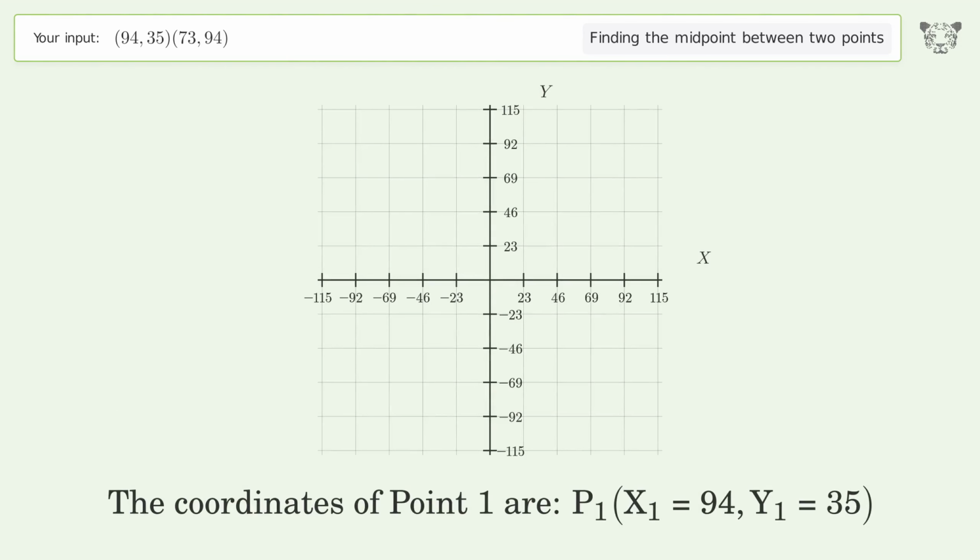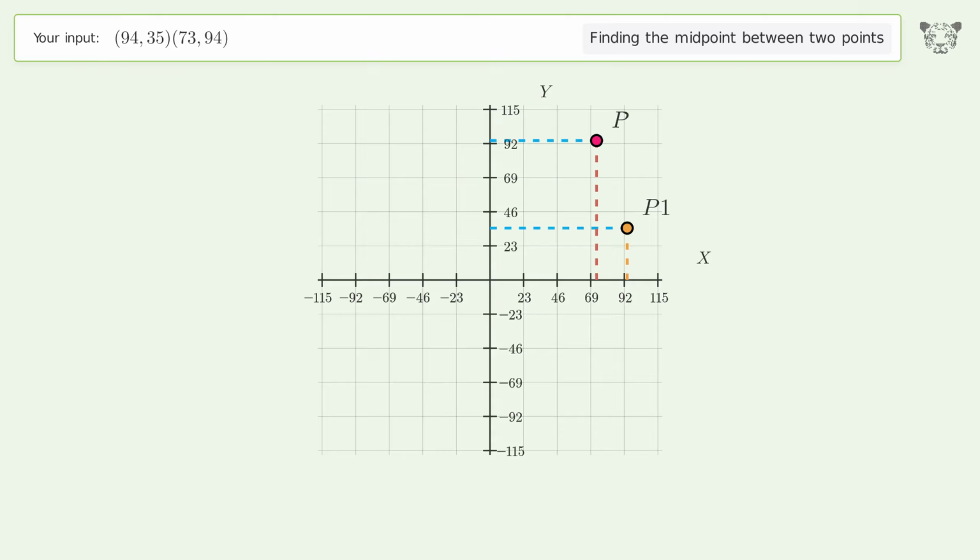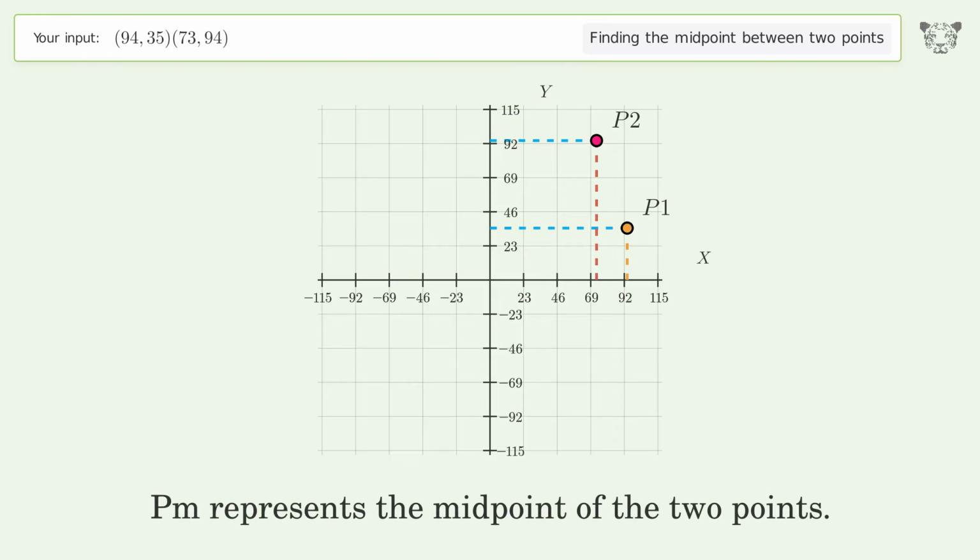The coordinates of point 1 are x1 equals 94, y1 equals 35. The coordinates of point 2 are x2 equals 73, y2 equals 94. PM represents the midpoint of the 2 points.